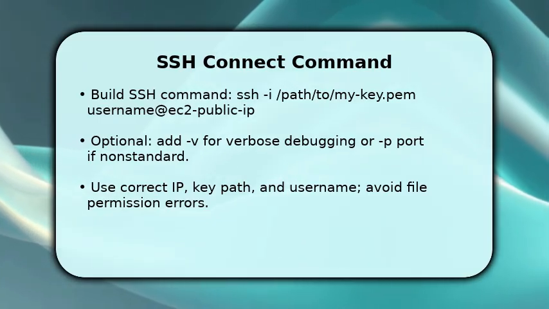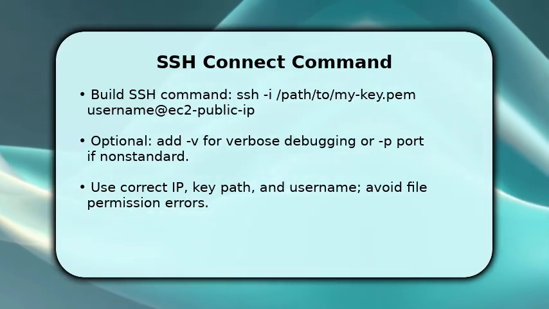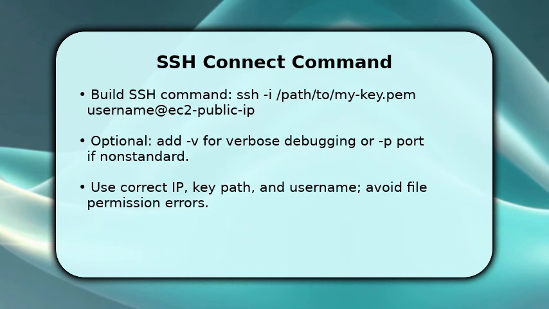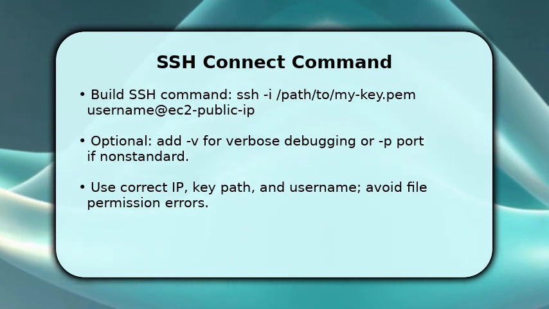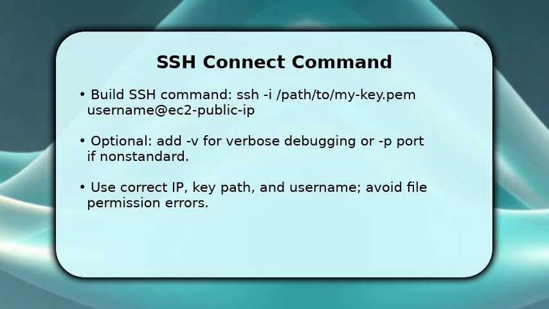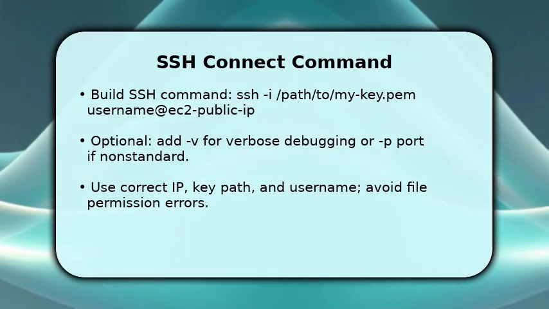If your key is in a different folder, supply the full path. Make sure Git Bash uses LF line endings. CRLF can interfere. Once authentication succeeds, you'll see the EC2 shell prompt.